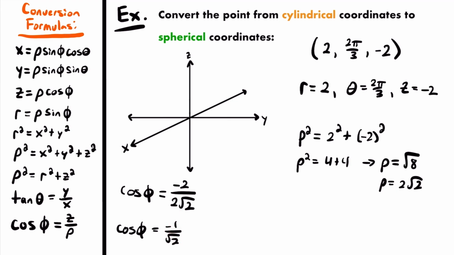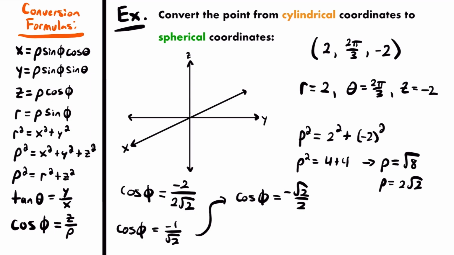If you were to rationalize this by multiplying the numerator and denominator by the square root of 2, you would get this. You would have cosine phi is equal to the negative square root of 2 divided by 2, which is maybe a little bit more recognizable for most of us as a value that corresponds to a special angle. In particular, we know that cosine is equal to the negative square root of 2 divided by 2 when the angle is 3 pi divided by 4.